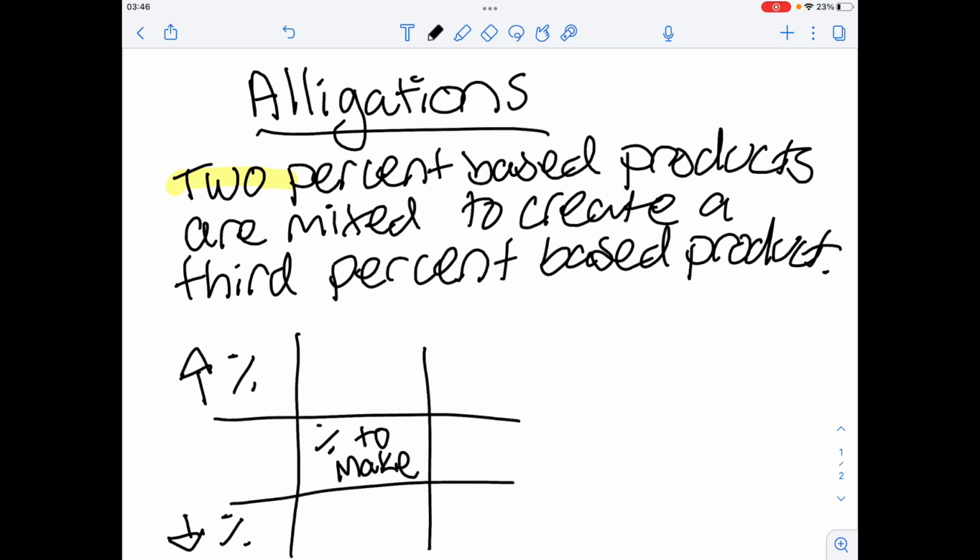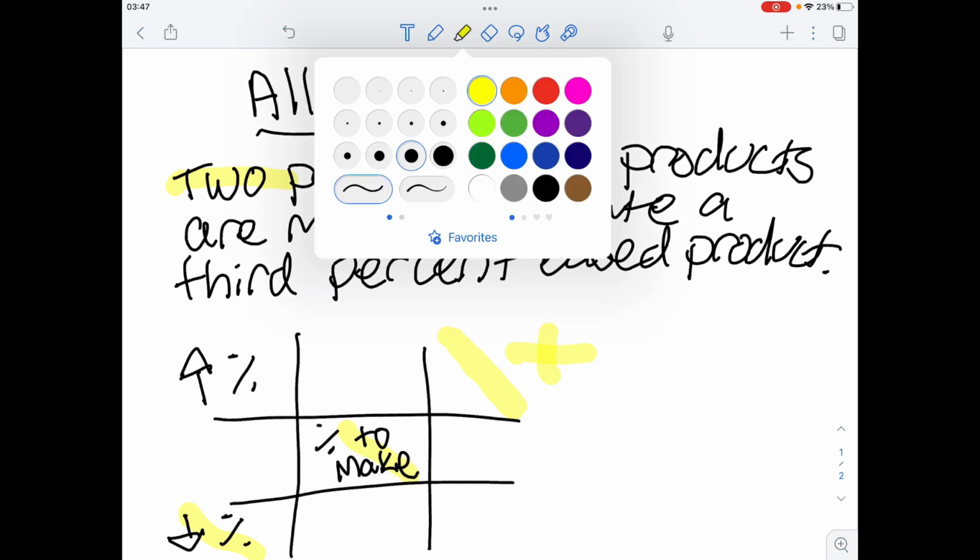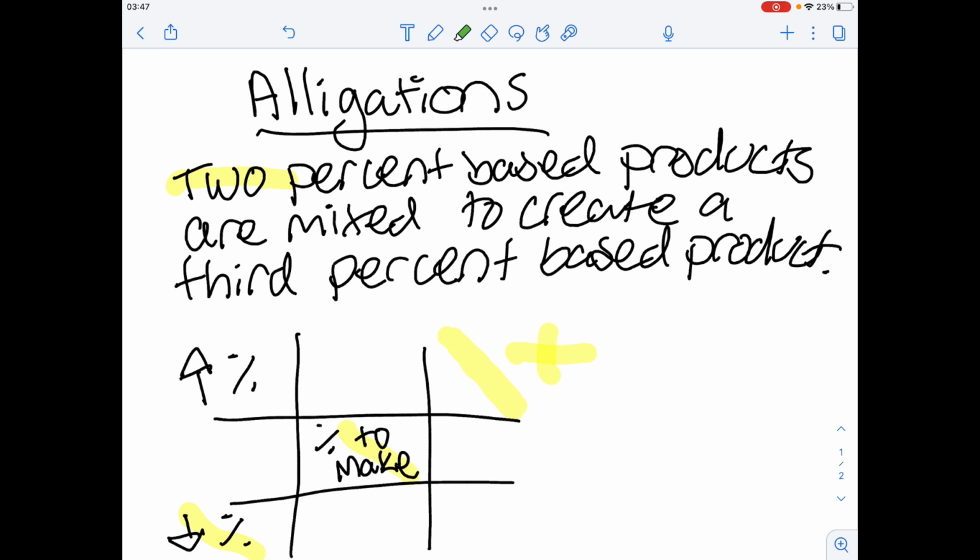We're going to subtract diagonally, so we're going to subtract our lower percent to mix from our percent to make. And we're going to put that amount here as a positive. Then we're going to take our higher percent we're mixing, subtract our percent to make from it. We're going to put that number here. And once again, we're going to put it as a positive number.